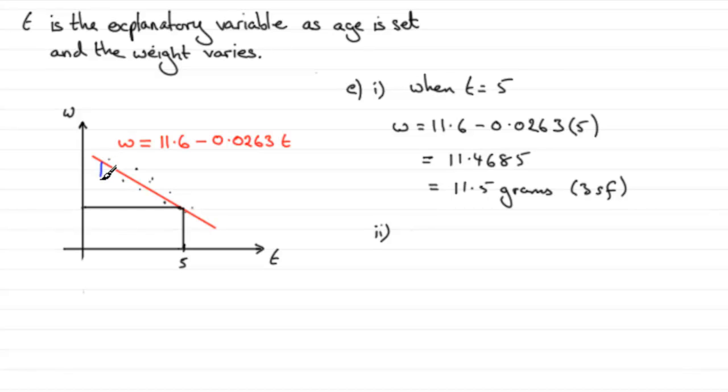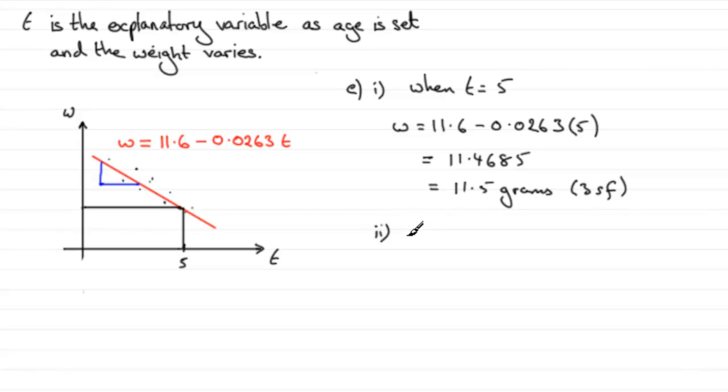is that the value of w goes down by 0.0263 grams for every 1 unit across. Now 1 unit represents time in years, 1 year, okay? So we are decreasing by 0.0263 grams every year. So over a period of 4 years, we can expect the weight to decrease by 4 times this value. So let's just put that in.